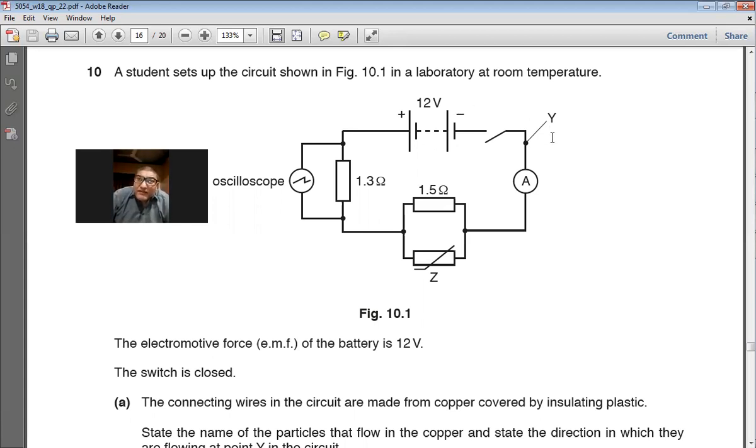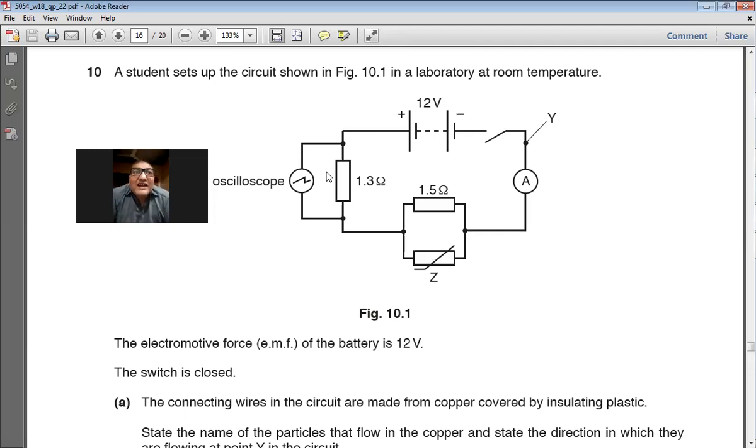So the current coming from the battery will increase because the resistance of the whole combination has decreased. Whatever current is coming out of the battery, that whole current is flowing through this 1.3 ohm resistor. Its resistance is constant, but the amount of current flowing through it has increased.